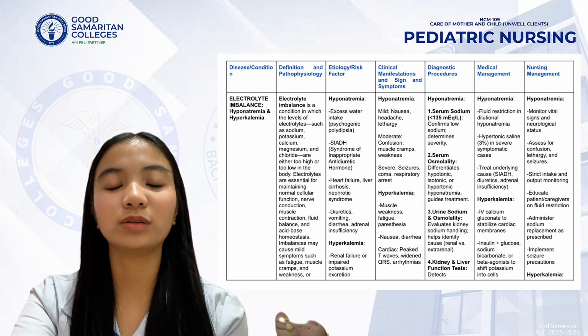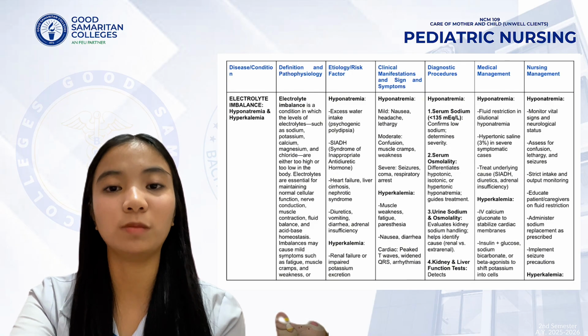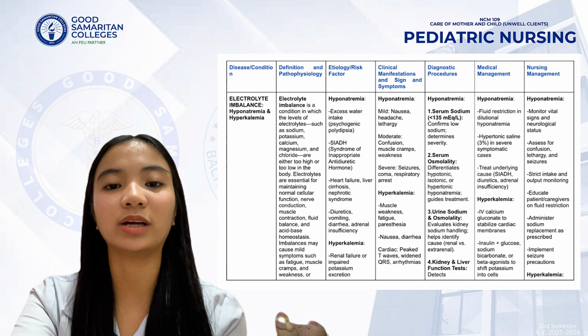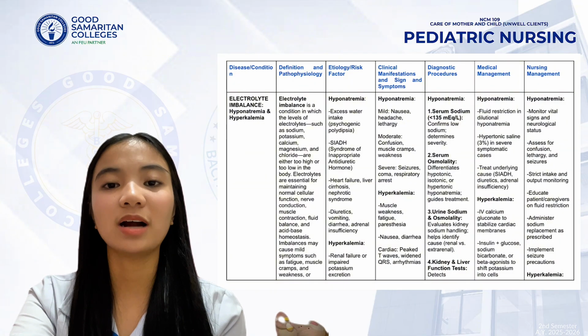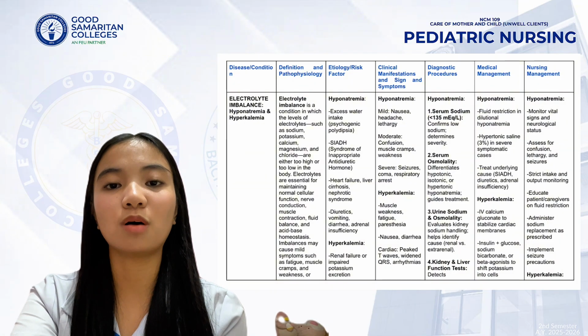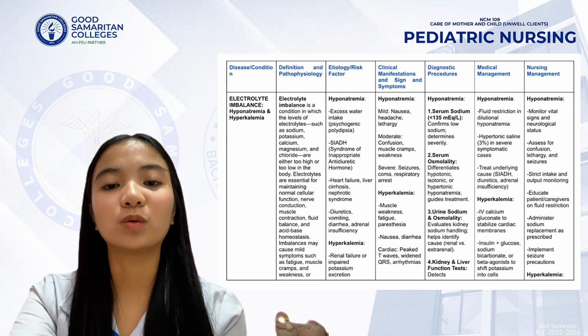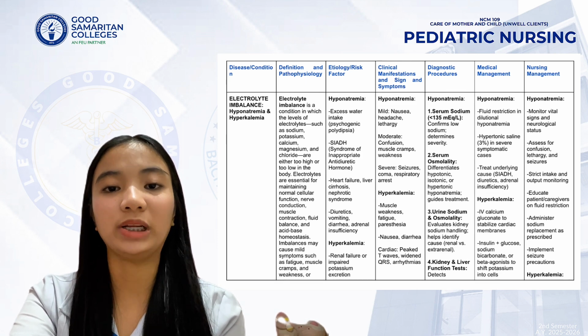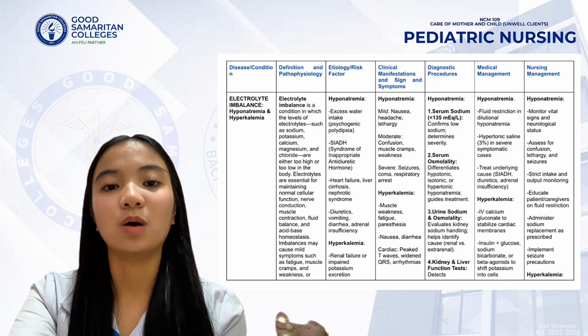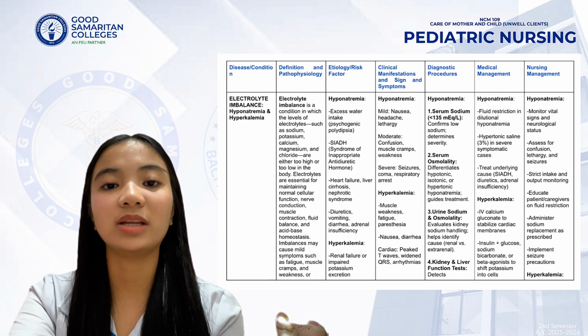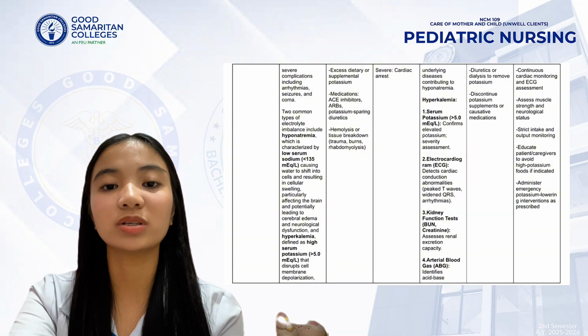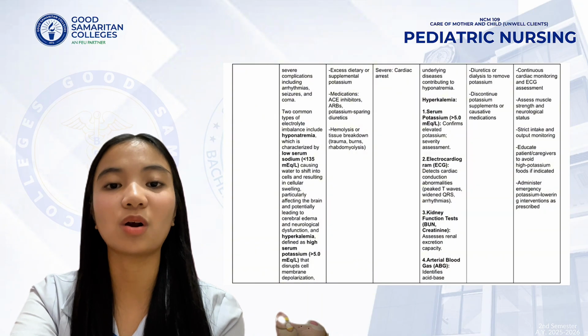So itong condition na to is usually nangyayari when there is a problem with the body's fluid balance katulad ng dehydration, too much fluid intake, vomiting, diarrhea, kidney problems, or the use of certain medications like diuretics. When the body is not able to regulate fluids and electrolytes properly, their levels become abnormal. So ito naglilid siya sa mga symptoms katulad ng weakness and muscle cramps, and in severe cases, pwede siyang mag-cause ng seizures, irregular heartbeat, or coma.